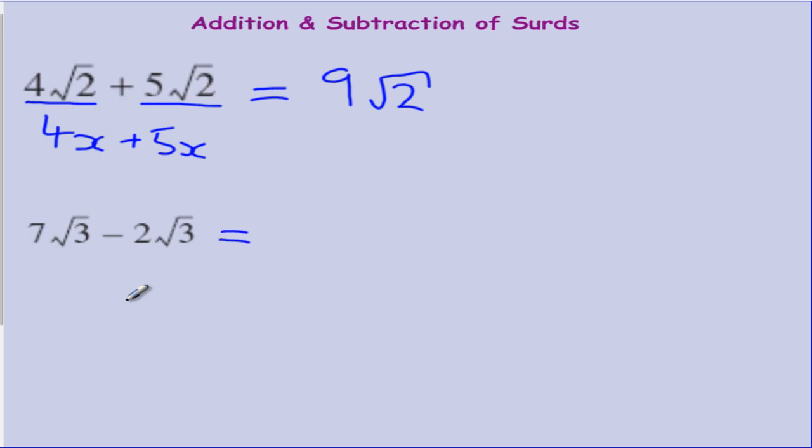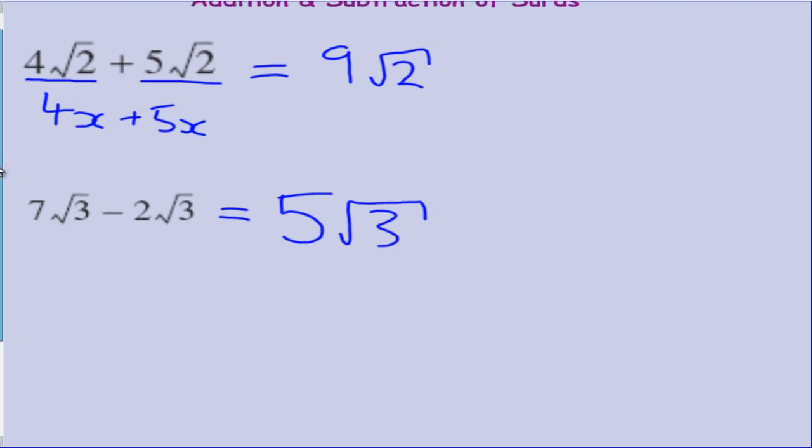Okay, so to solve this next one, I need to look at it and go, alright, I've got 7 somethings, and I'm going to take away 2 of those somethings. So just thinking about it like that, 7 take 2, quite easy. You've got 5 of whatever you started with left. And in my case, I started with square roots of 3. So 7 root 3, take away 2 root 3, leaves me with 5 of those root 3's left.